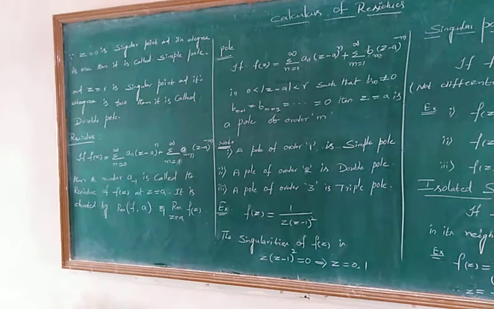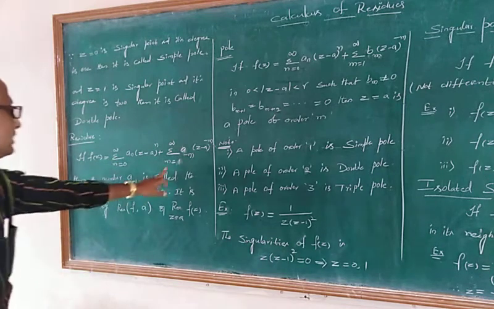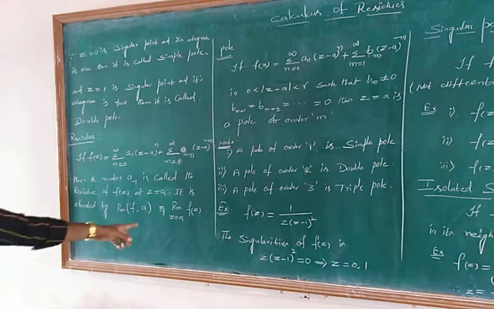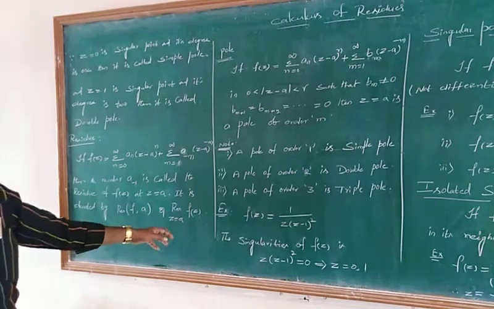Okay. Next one, residue. If f(z) = summation n = 0 to infinity a_n (z − a)^n + summation m = 1 to infinity a_(−m) (z − a)^(−m), the number a_(−1) is called the residue of f(z) at z = a. It is denoted by Res(f, a) or Res_(z=a) f(z).